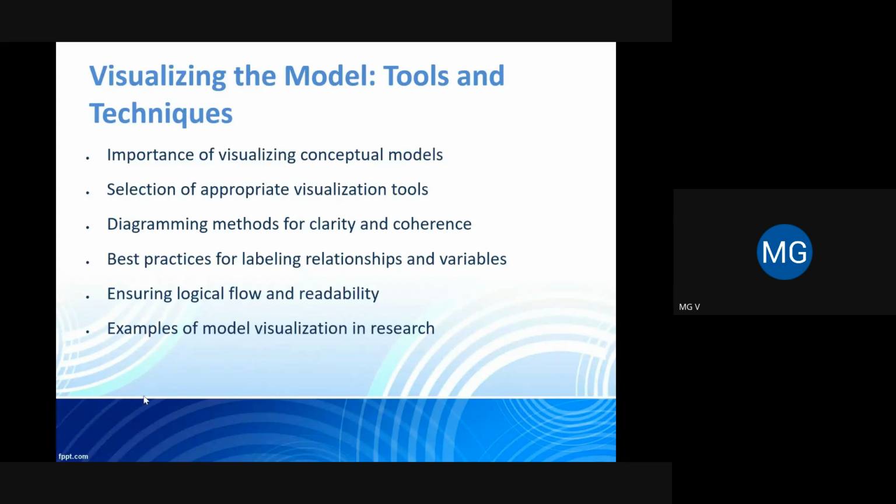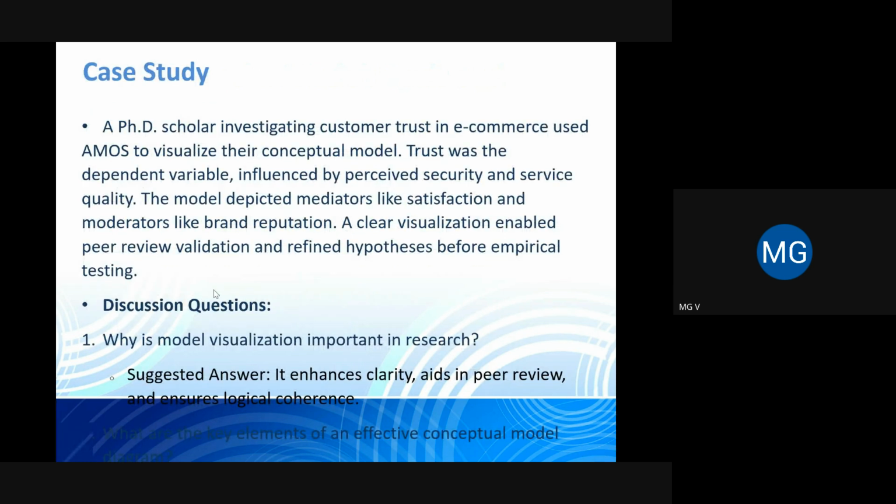theoretical constructs. So, here's the caselet. A scholar investigating customer trust in e-commerce used Amos to visualize their conceptual model. Trust was the dependent variable influenced by perceived security and service quality. The model depicted mediators like satisfaction and moderators like brand reputation. A clear visualization enabled peer review validation and refined hypotheses before empirical testing.